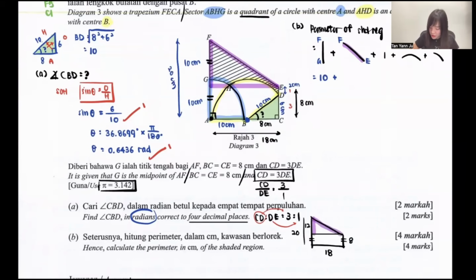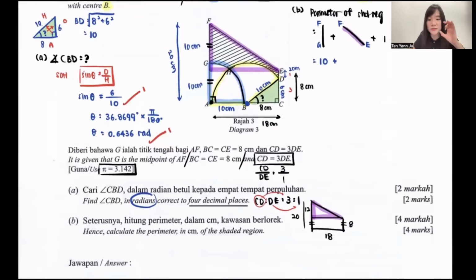So can you see my right angle triangle? Here 8, so 20. The whole thing is 20, the bottom is 8, the top left 12. 20 minus 8 is 12, correct? And the bottom is 18. So now I want to find this one. Is it a problem? No. Right angle triangle, our favorite, my dear. We can use Pythagoras' theorem now.